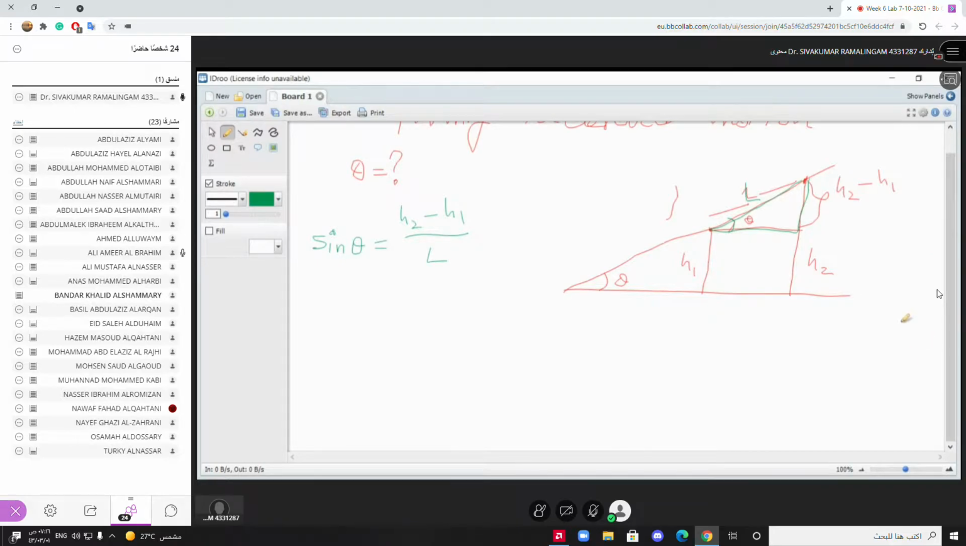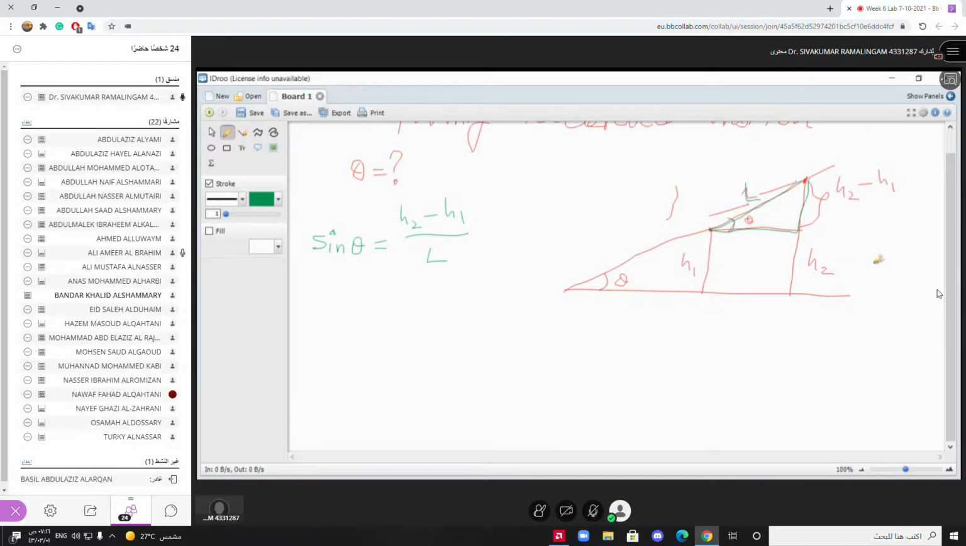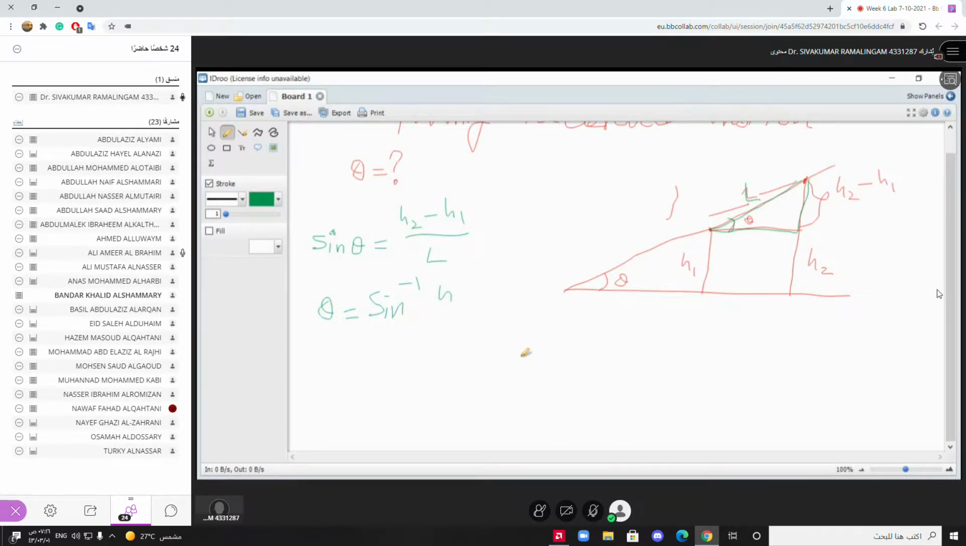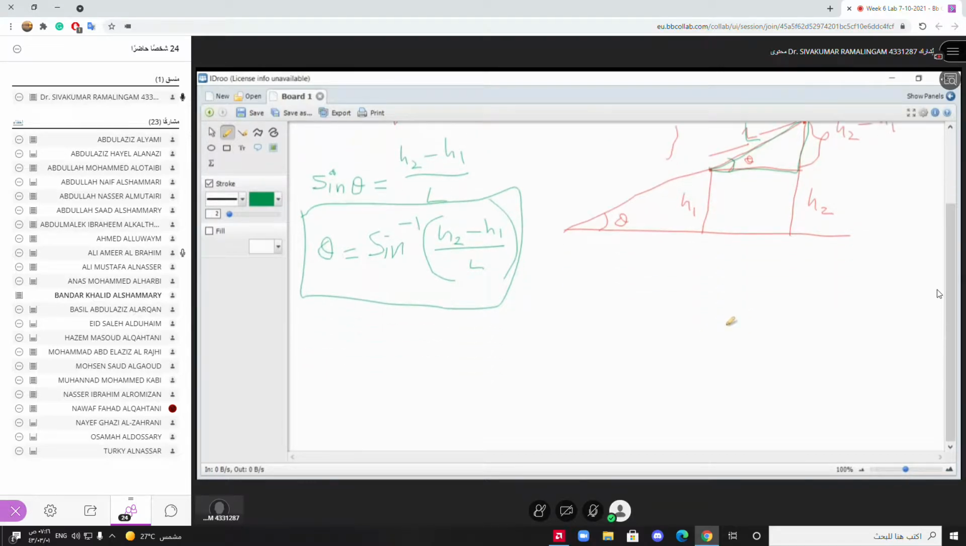h2 is the height of the highest point, the first point. h1 is the height of the second point. And L is the distance between the first point and second point on the slanting surface. From this, I can calculate theta. Theta is equal to sine inverse. Take the sine to the other side: h2 minus h1 by L. This is your theta. I'm going to use this formula to calculate the angle of inclination. This is part number 1.